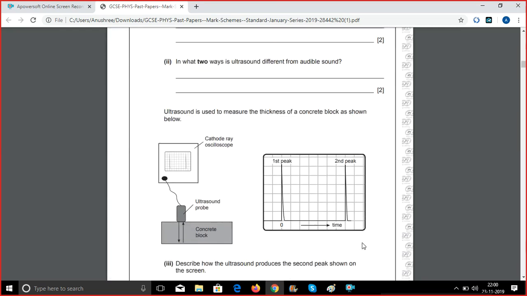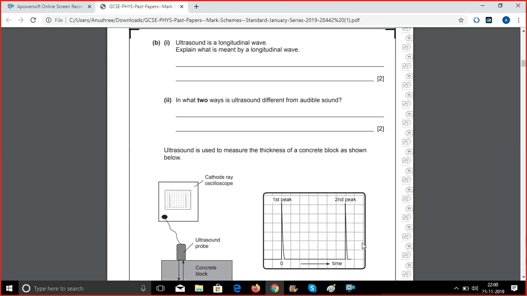Now the next part B. Ultrasound is a longitudinal wave. We know that sound is a longitudinal wave, so ultrasound is a longitudinal wave. Explain what is meant by longitudinal wave. The particles vibrate at 90 degrees to the direction the wave travels. No, that's transverse waves. For longitudinal, the particles vibrate in the same direction as the wave travels. Instead of same, it's parallel.